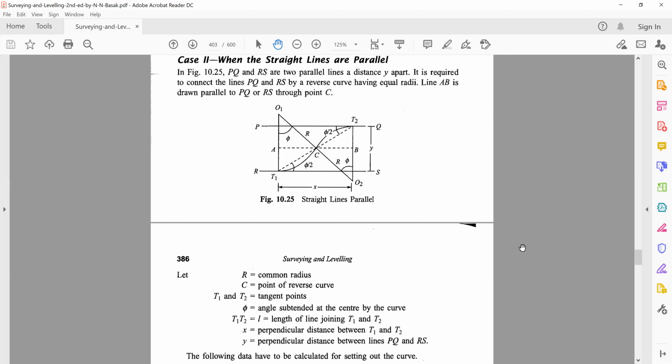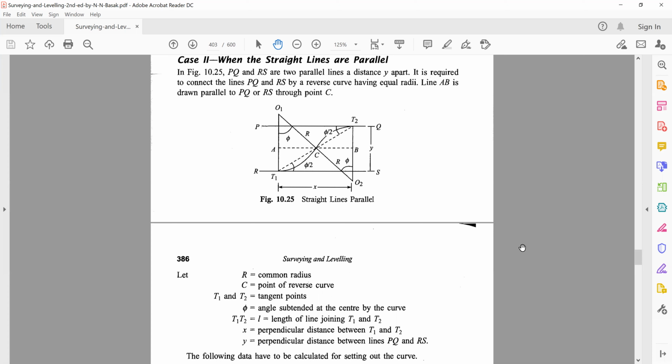So over here we have two lines, PQ and RS, which are parallel and which are y distance apart. And it is required to join the two lines with a reverse curve having equal radius. So that's another condition over here, that the two curves have equal radius. We can also do it for non-equal radius as well. The difference is that the ending point of the first curve and starting point of the second curve won't be at a distance y by 2, won't be at the midpoint. But that's the other case. We're doing a very simple case in which the two radii are equal, and that's why the center point lies at exactly y by 2.